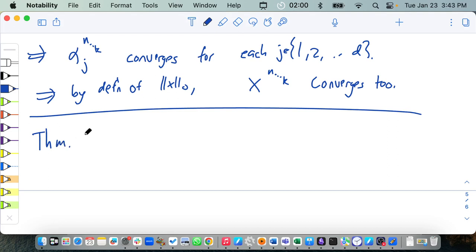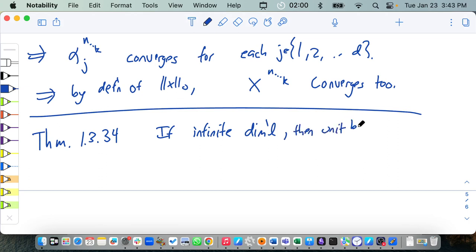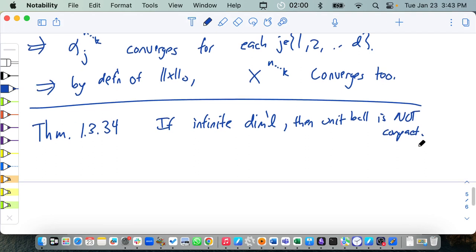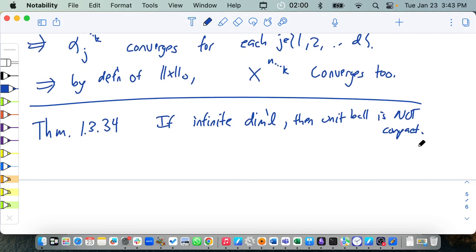So, theorem 1.3.34: if it's infinite dimensional, then the unit ball is not compact. What we do is make a sequence that's not a Cauchy sequence. You'll see what this is. So here is Riesz's lemma. Let me tell you the setup first.